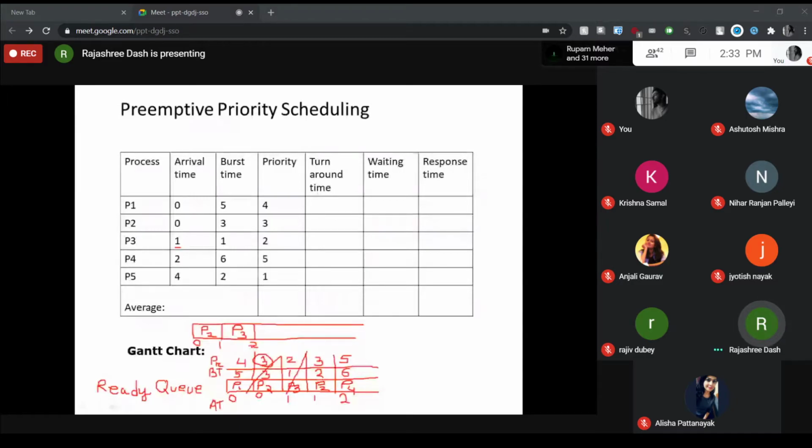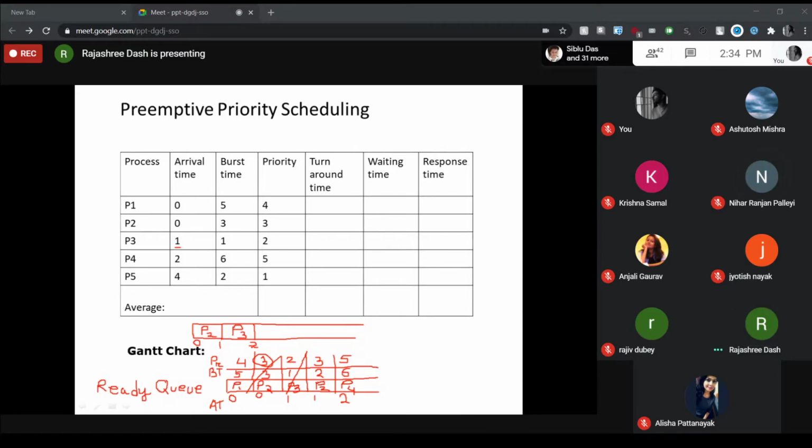Abhisekar, are you there? Abhisekar? Am I audible or not? Yes, ma'am, audible. Then tell me, out of P1, P2, P4, which one will be allocated to the CPU now?